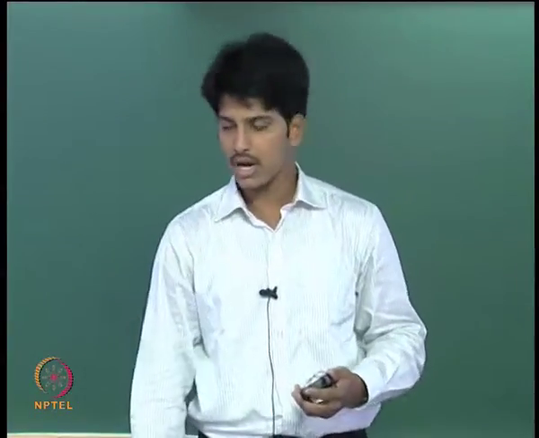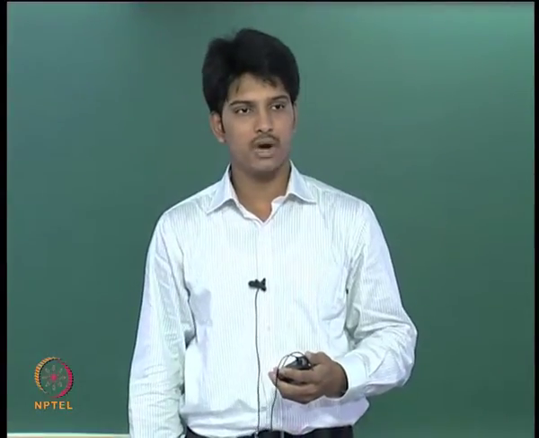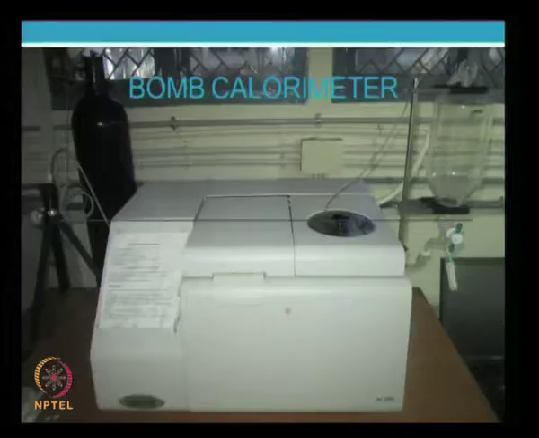I am Karthik. My roll number is ME09B115. Today I am going to explain the working process and the uses of the bomb calorimeter. This is how a typical bomb calorimeter looks. This instrument is used to determine the calorific value of fuels like petrol, kerosene, coal, etc.